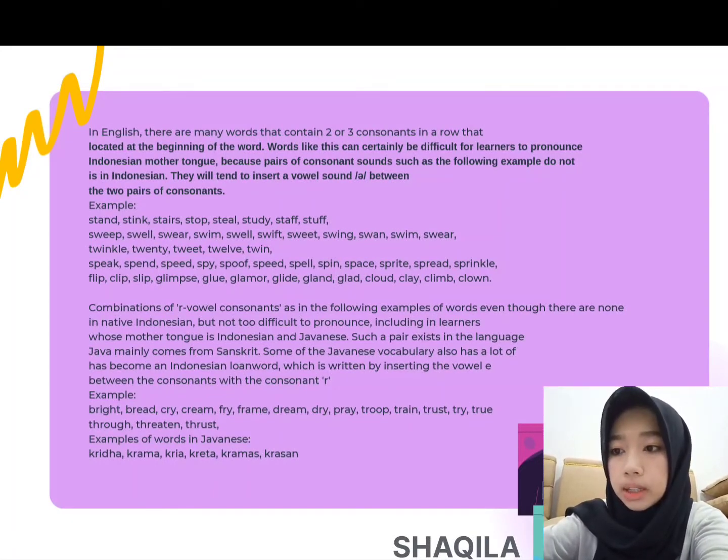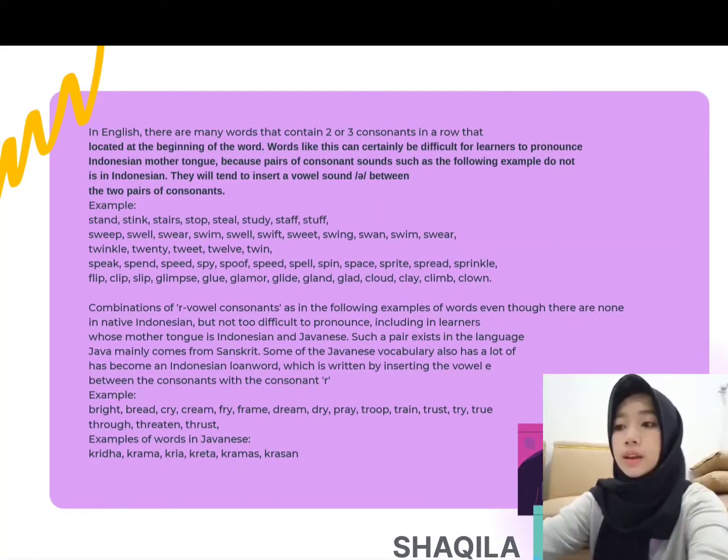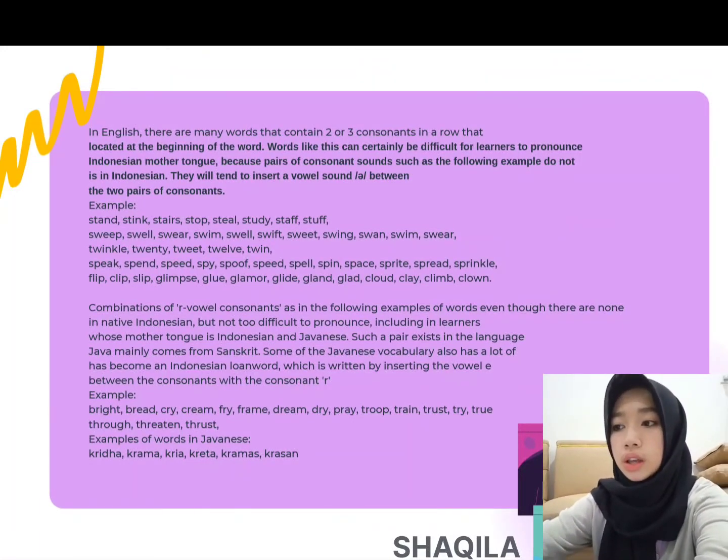Examples: breed, cry, cream, fry, frame, dream, dry, pry, train, try, through, threaten. Examples of words in Japanese: krida, krama, kriya, kereta.